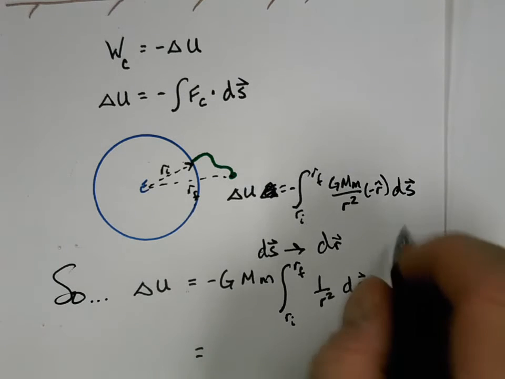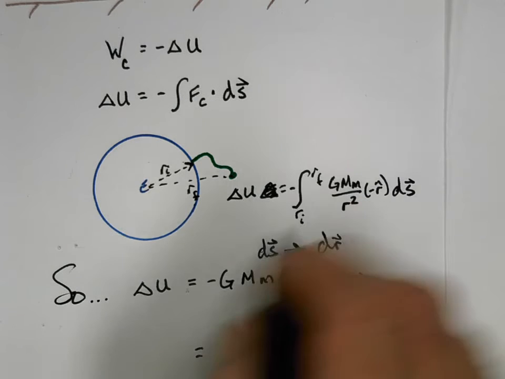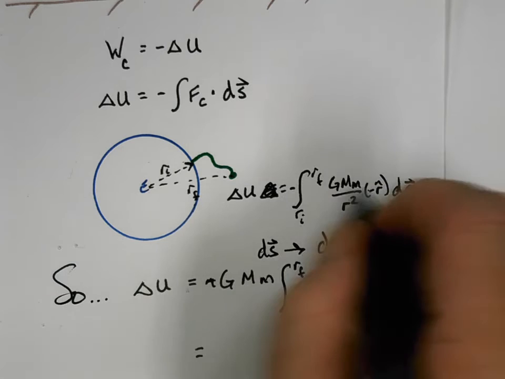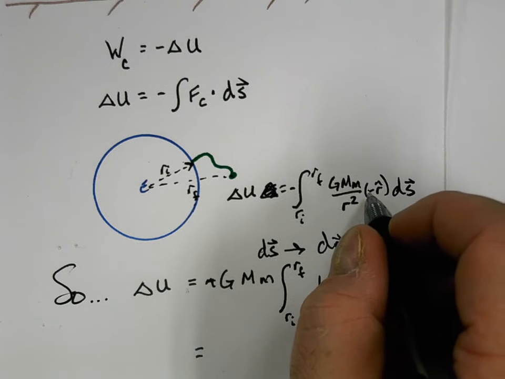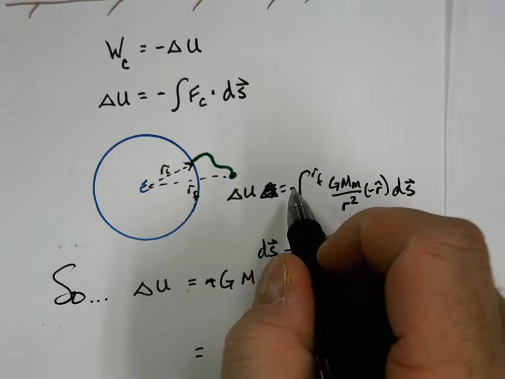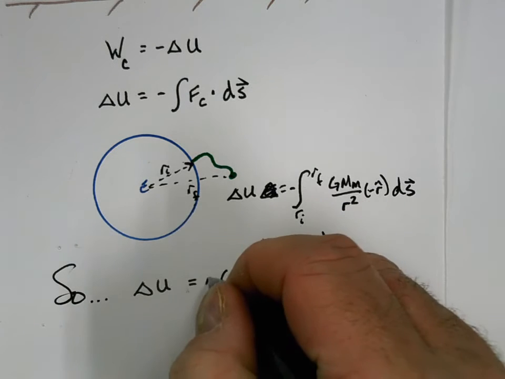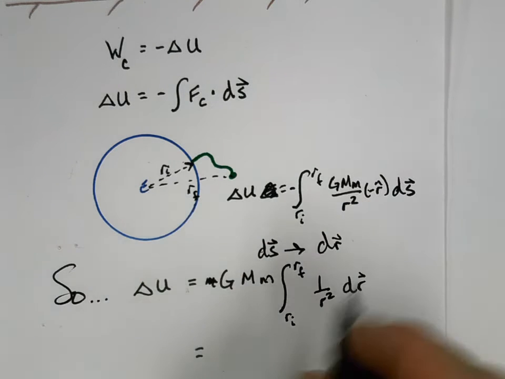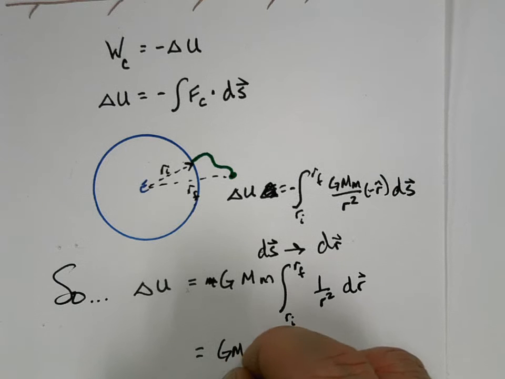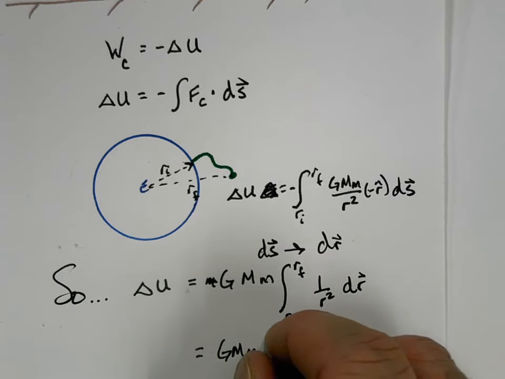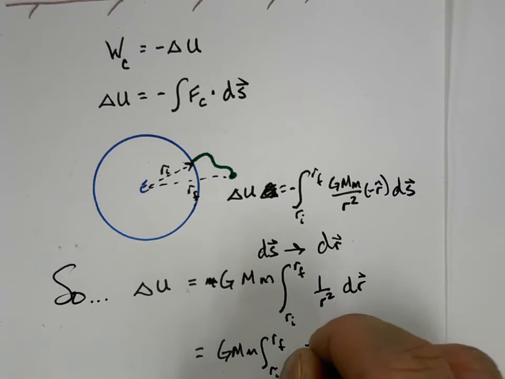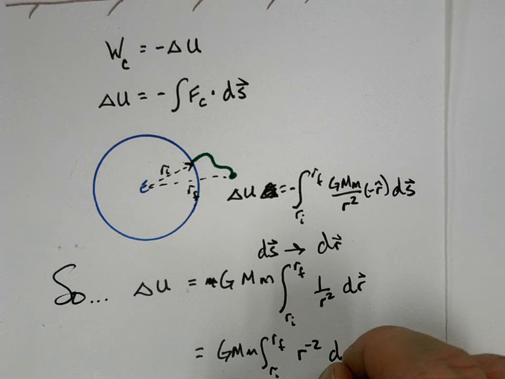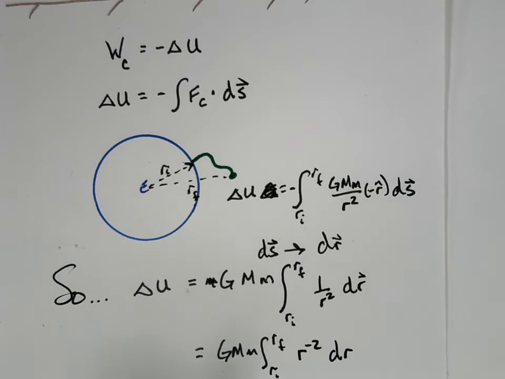This negative actually canceled that negative, so that goes away. That's what I was missing. I was confused on my negative. So the negative in there for the r hat cancels that negative, which makes this a positive. We don't have to worry about that. So this becomes G big M little m, integral from r initial to r final of r to the minus 2 dr. And we continue to integrate this.